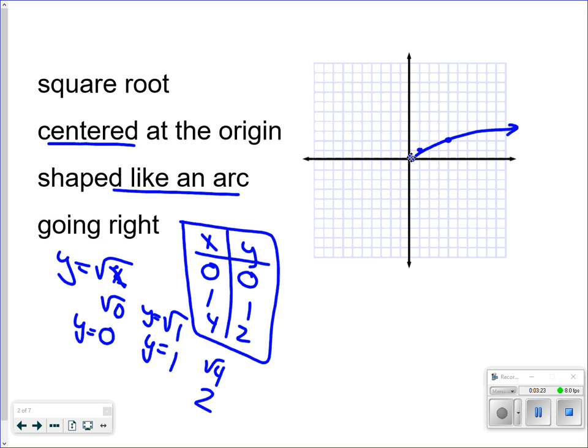That's our arc. Sometimes we call it, it's shaped like an R. So think about what that R looks like when you make a small letter r. That's that arc that it makes.